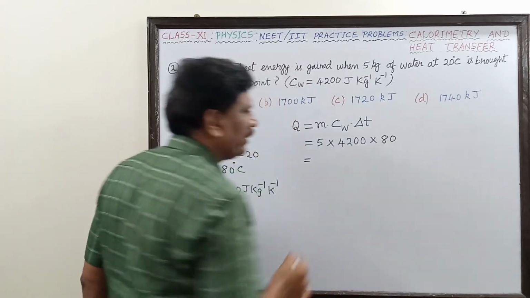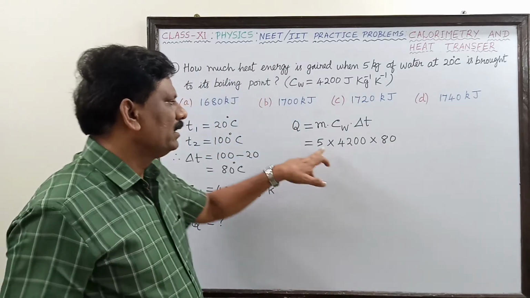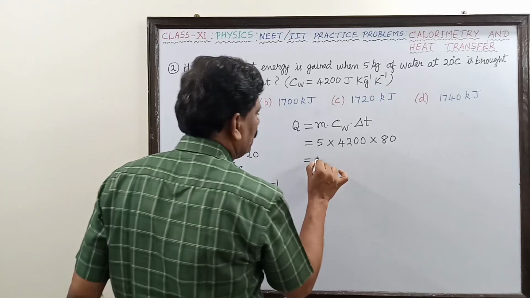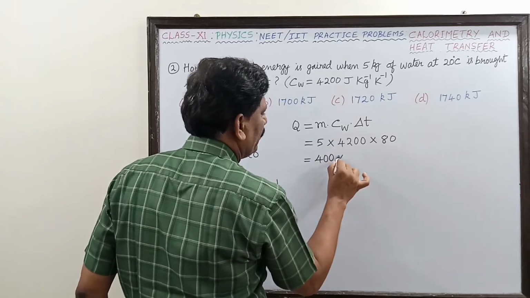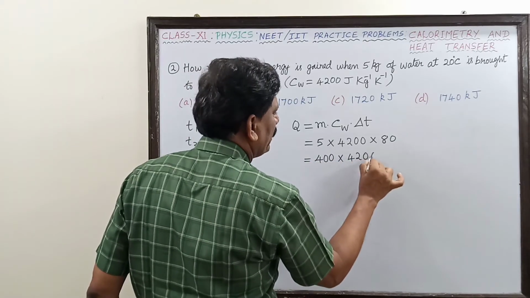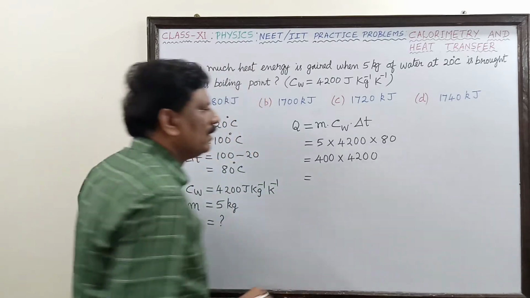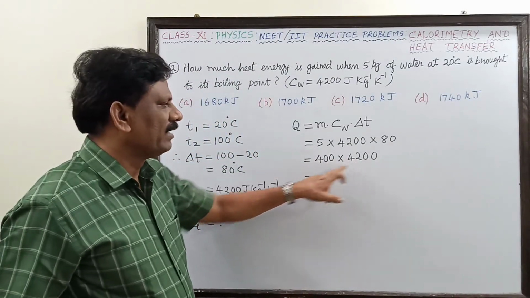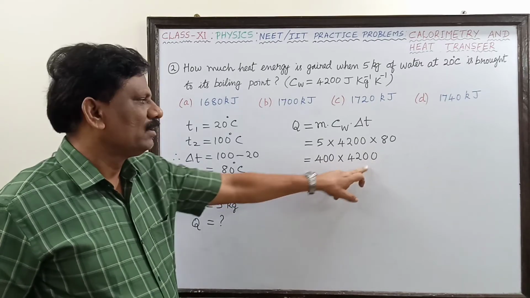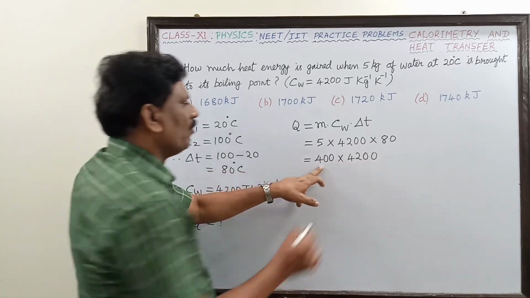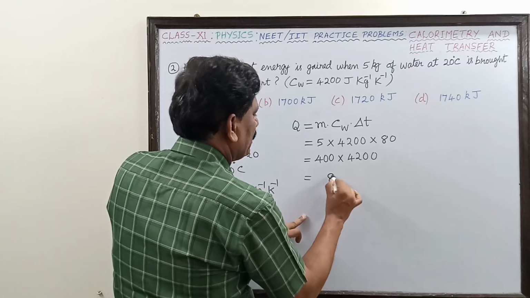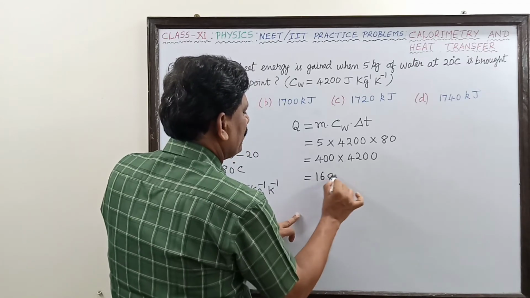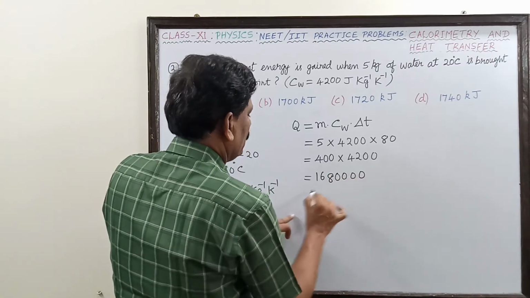So this is now equal to 80 into 5 is 400. So this is 400 multiplied by 4200. Now first I will multiply 4 with 42, then I will write into 10 power plus 4. So 42 into 4, 4 2s are 8, 4 4s are 16, followed by 4 zeros.